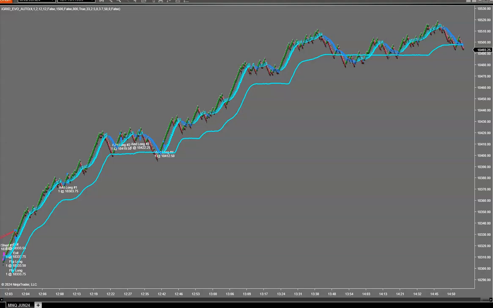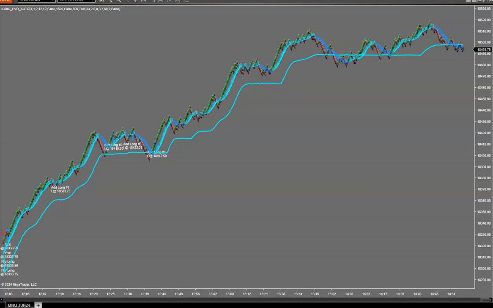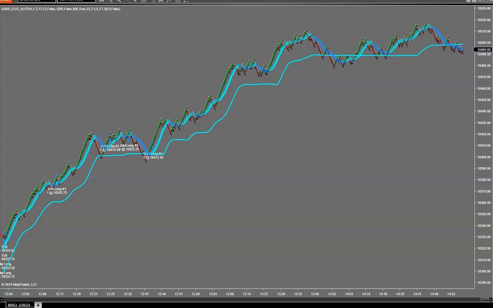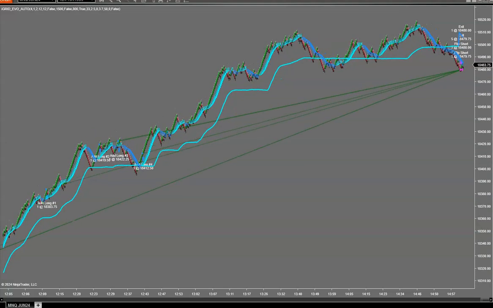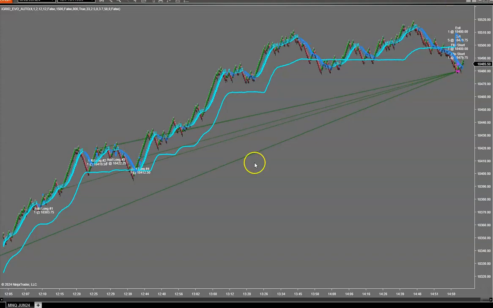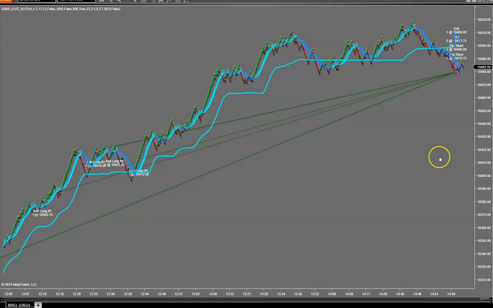Wow, this is a heck of a rally. So there's a clustered stop out on a flip. All the longs came out. Now we're working the short side.